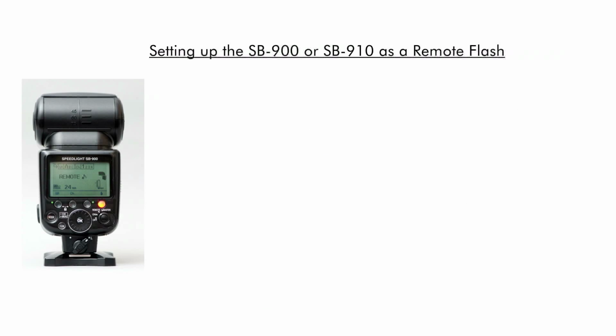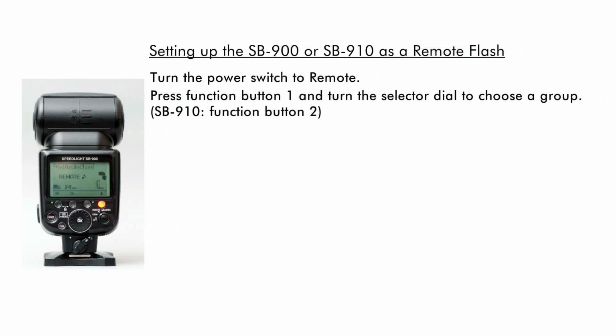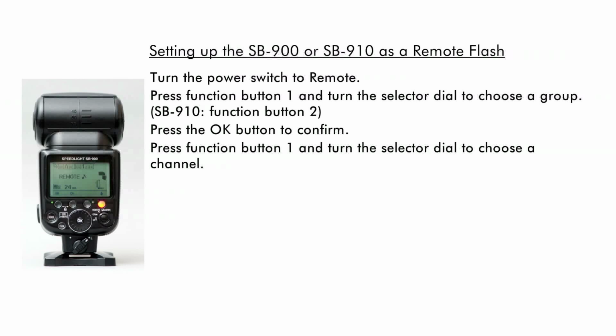To set an SB900 up as a wireless remote unit, turn the power switch to remote while holding down the button in the center. To set the group, press function button 1 and turn the selector dial to choose the desired group. On the SB910, press function button 2. Press the OK button to confirm the setting. To set the channel, press function button 1 and turn the selector dial to choose the desired channel. Press the OK button to confirm the setting. All flash modes and flash output levels are controlled from the master flash.